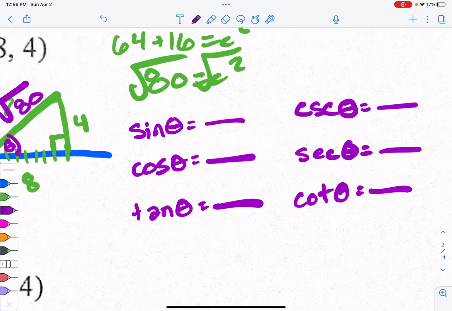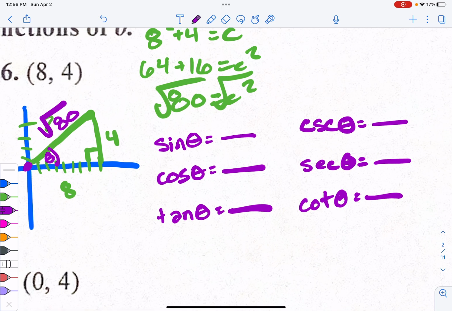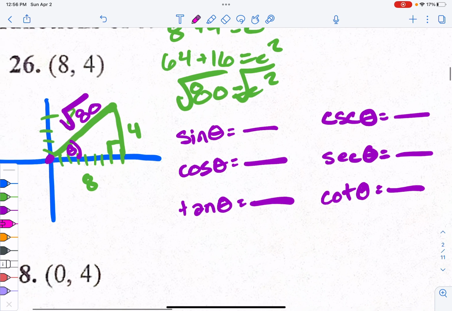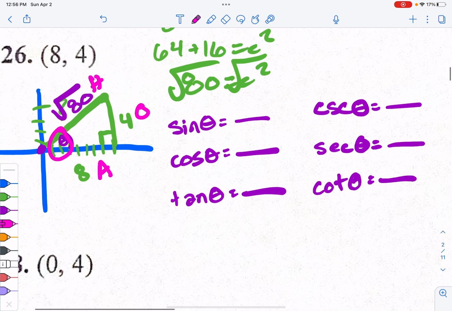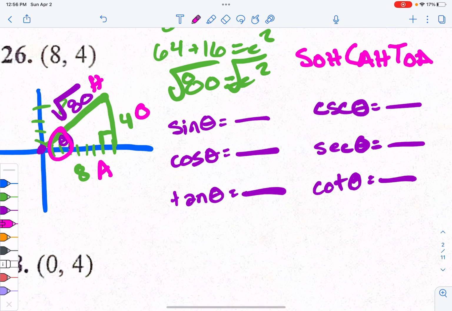Anyway, so there's that. All right, so let's do our fractiony things, and then we will move on to the next one. So here's angle theta. This is opposite, adjacent, hypotenuse. That's how we're going to label those guys, okay? So for our SOHCAHTOA, S-O-H, C-A-H, T-O-A, we just got to write them all out.